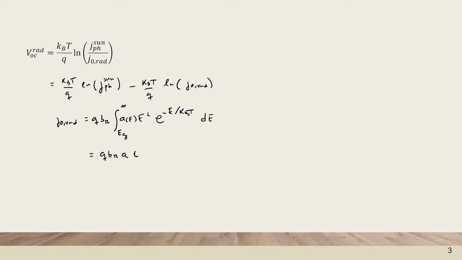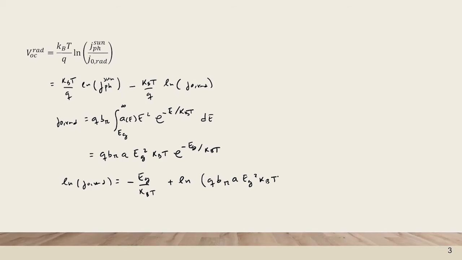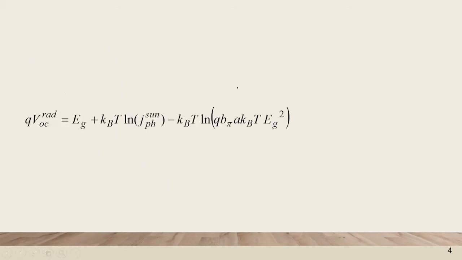And the integral can be approximated as q B sub P, the absorption a cap to the square, kBT e to the minus Eg over kBT. So based on this approximation, the ln of J0 radiative is minus the gap energy and another term that contains the other factors. And introducing in the initial equation, we can write an expression of the radiative voltage in terms of explicit quantities.